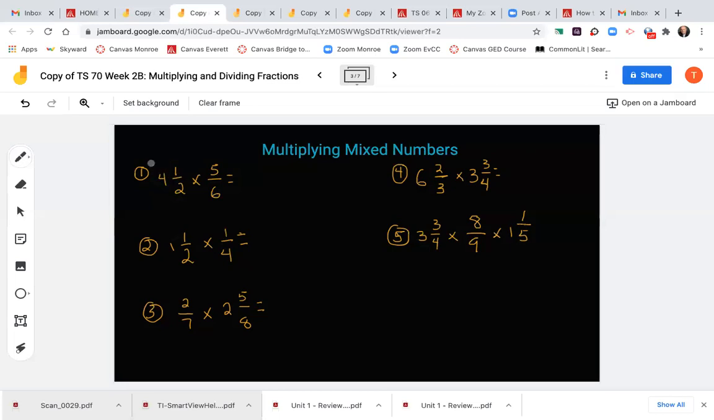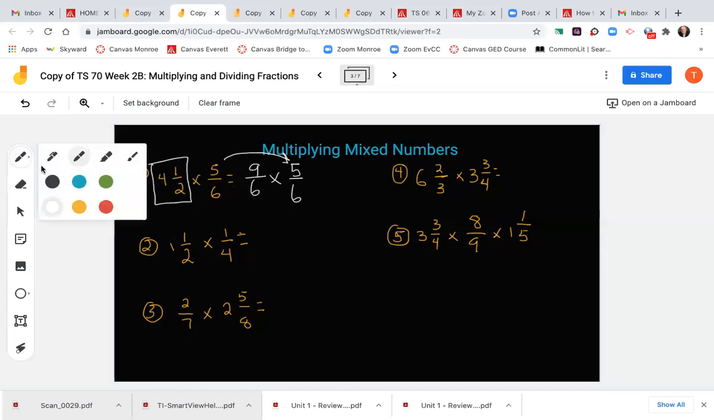This mixed fraction right here, 4 1/2, okay? To change it to improper, I multiply the bottom number, 2, times the whole number, 4, and get 8, and add the numerator, 1. 2 times 4 is 8, plus 1 is 9. So this is now 9 over 2 times 5 over 6. All I did was bring over the 5 over 6 here, okay? So I turned my mixed fraction into an improper fraction.